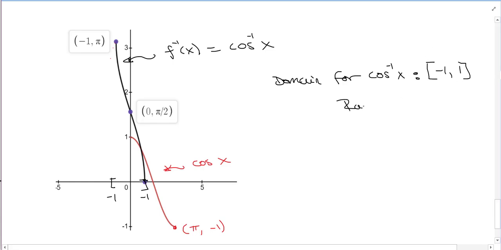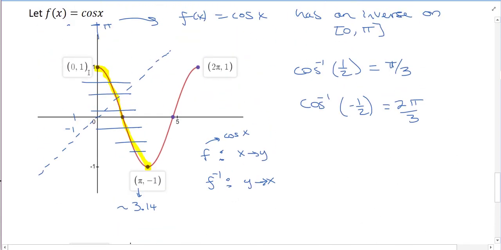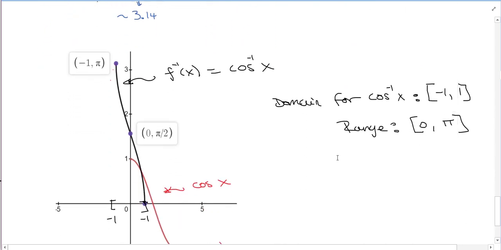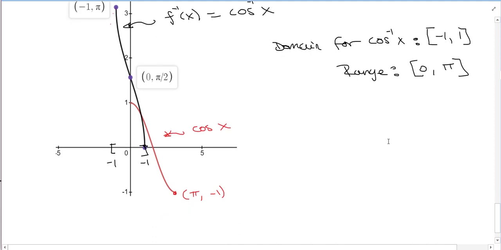And the range, which are the things that you get out of, are your angles from 0 to pi. So the range, remember we talked about the range of the inverse is the domain of the original. So we restricted cosine of x to be from 0 to pi so that we could have it be 1 to 1 and be able to find an inverse. So that domain becomes the range of the inverse. And same for sine x.